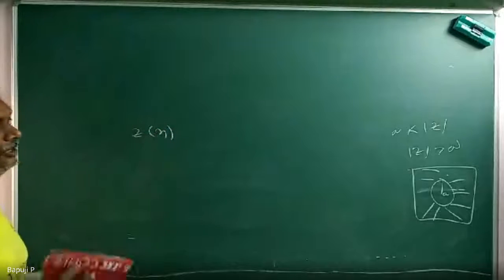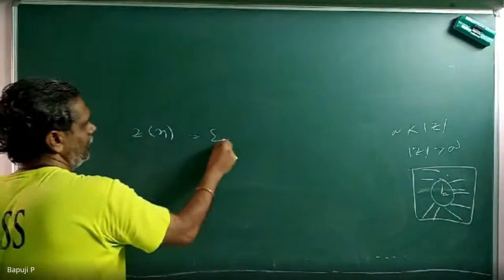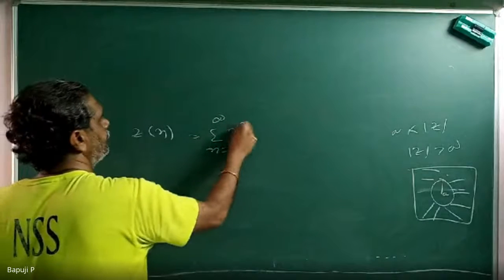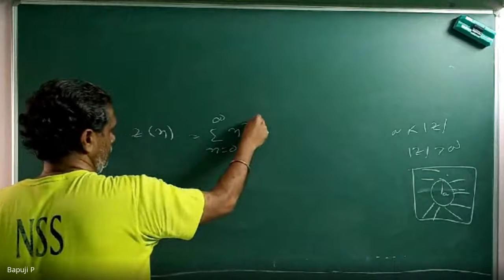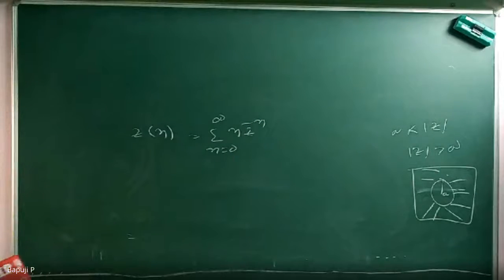Z of n. How will you do Z of n? Same story. This you can write. I'm skipping the steps. You can write the formula. Then n into z power minus n. So the first value vanishes, the second value will stand. So what will you get?